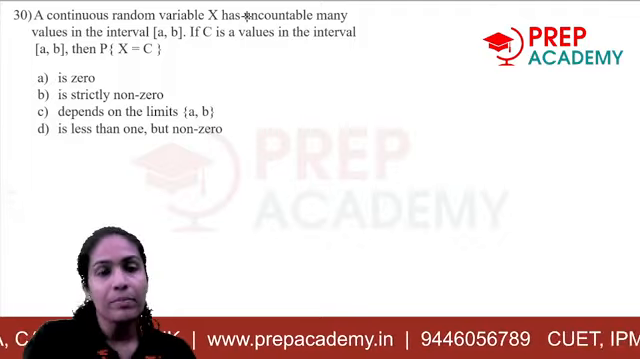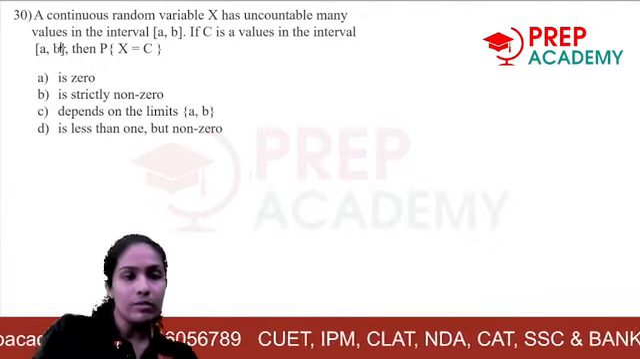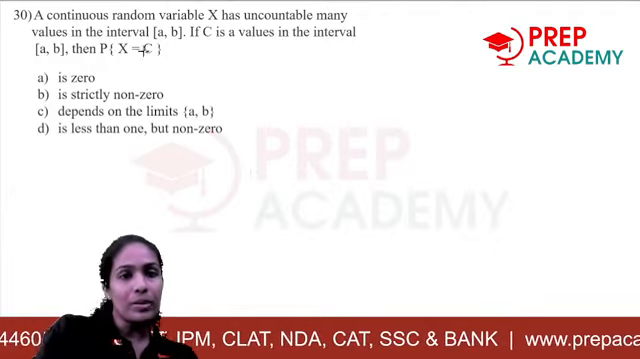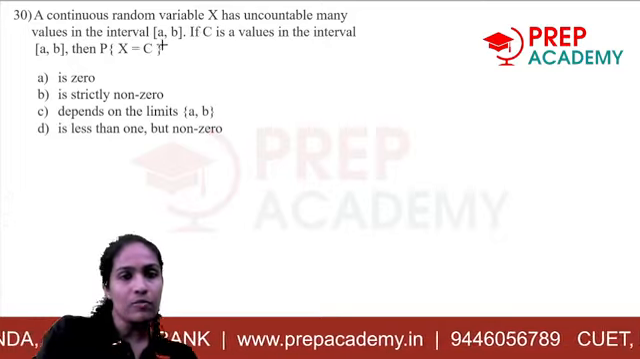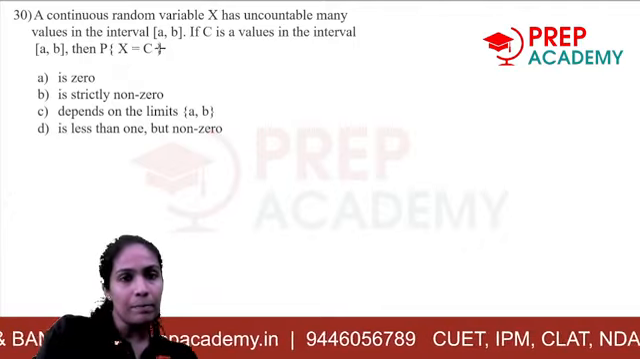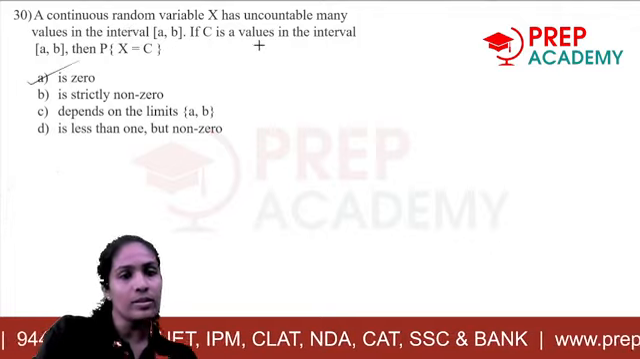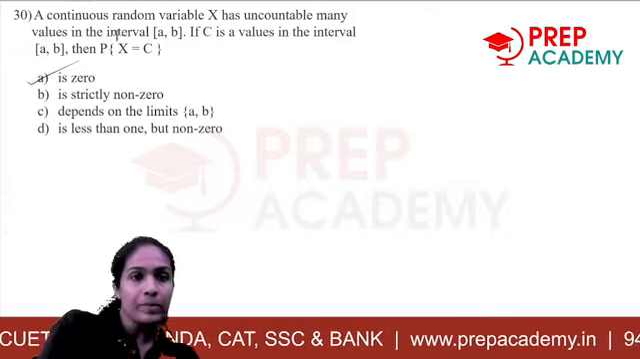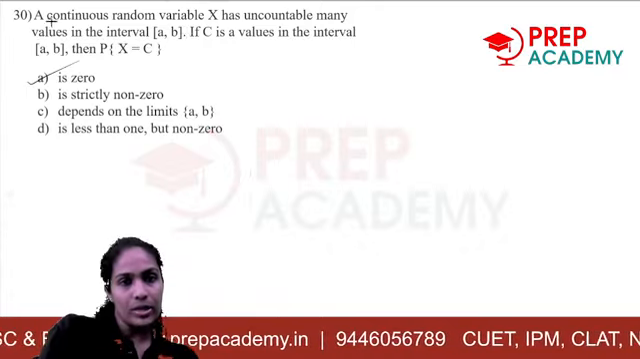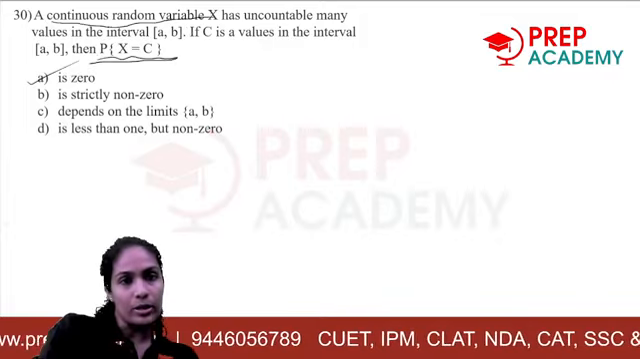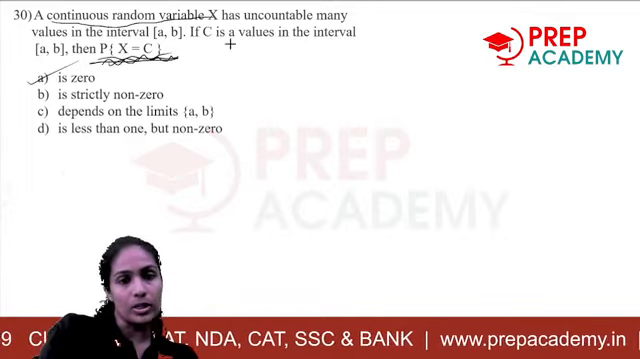So, the continuous random variable has uncountably many values in the interval [a, b], and c is a value in that interval, and you are asked to find the probability at a point. The variable is continuous, and if you are asked to find the probability at a point, then it is always zero. The correct option is option A, that is, the probability of X equal to c is 0.